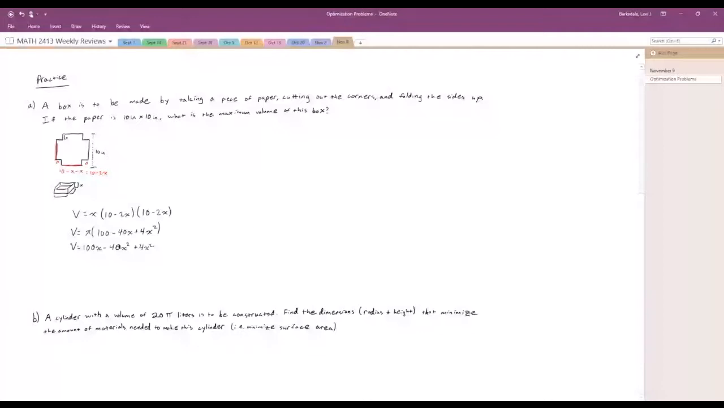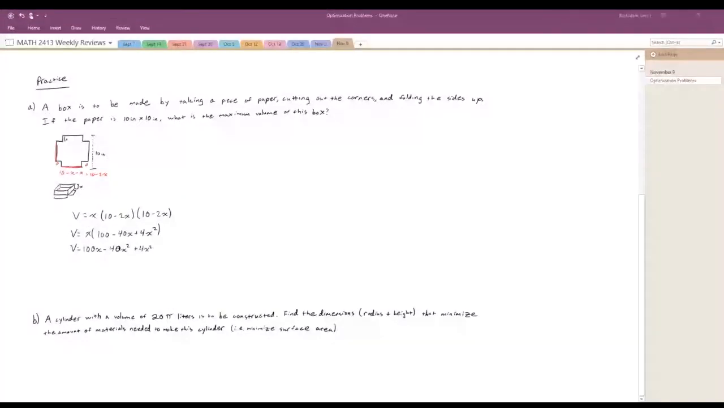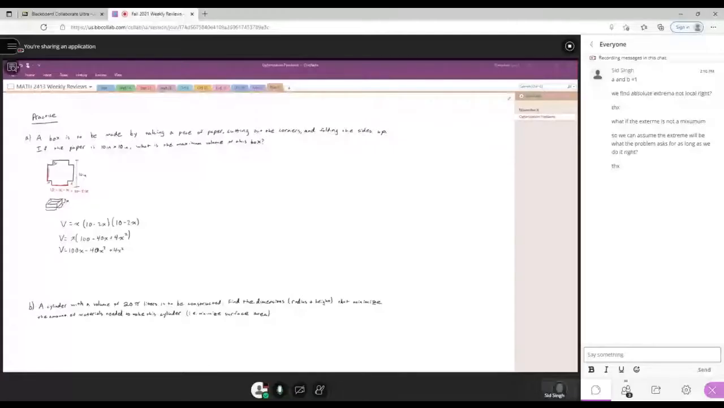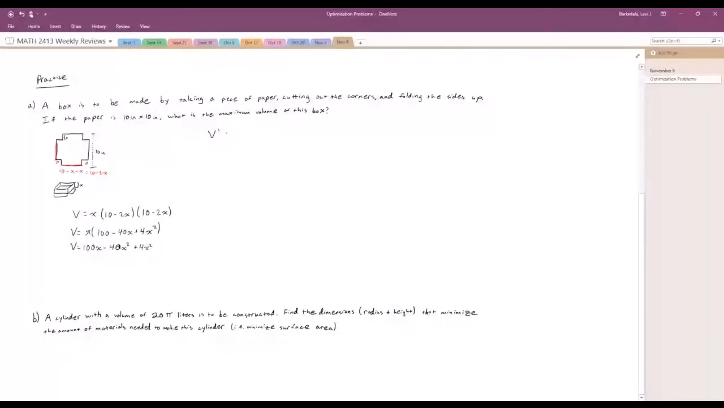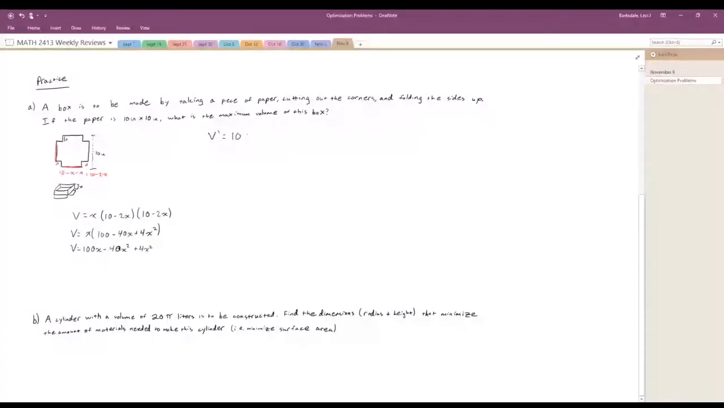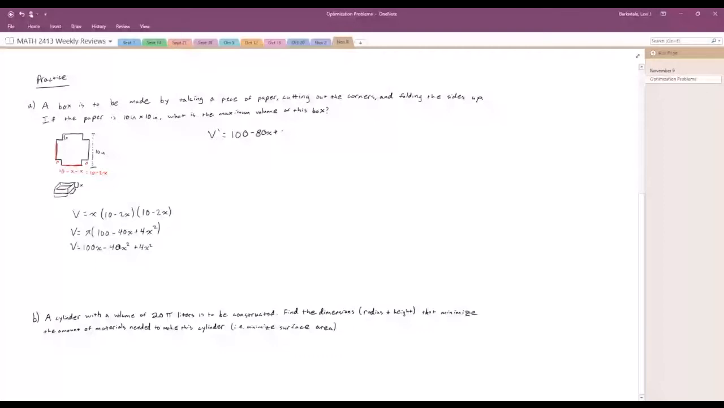So then if I take the derivative of volume, in this case I don't need to substitute anything out because I only have a function of one variable, so I can just go ahead and take the derivative of my volume equation. I get 100 minus 80x plus, oops, that should be minus 40x. So 100 minus 40, oh no, I was right, 40x squared, and that should be a 4x cubed. Apologies. So that should be 100 minus 80x plus 12x squared. And to find my critical points, I would set that equal to 0.